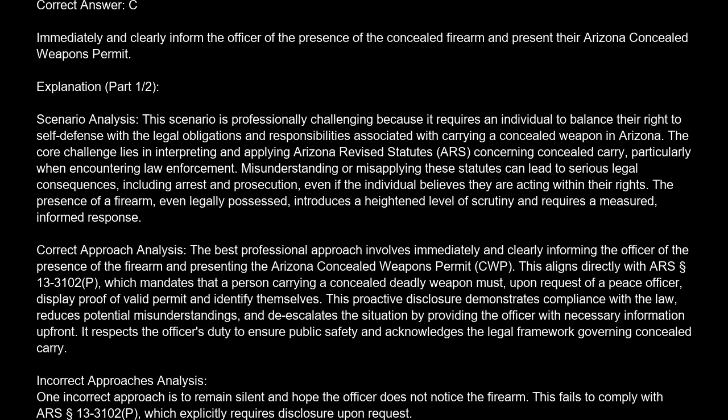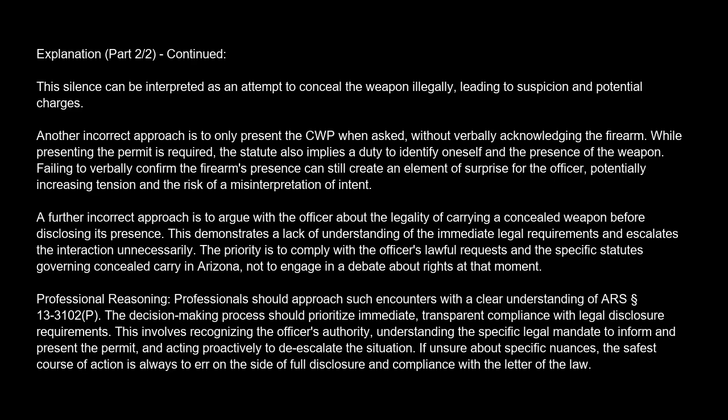Incorrect approaches analysis. One incorrect approach is to remain silent and hope the officer does not notice the firearm. This fails to comply with ARS Section 13-3102(p), which explicitly requires disclosure upon request. Silence can be interpreted as an attempt to conceal the weapon illegally, leading to suspicion and potential charges. Another incorrect approach is to only present the CWP when asked, without verbally acknowledging the firearm. While presenting the permit is required, the statute also implies a duty to identify oneself and the presence of the weapon. Failing to verbally confirm the firearm's presence can still create an element of surprise for the officer, potentially increasing tension and the risk of a misinterpretation of intent.